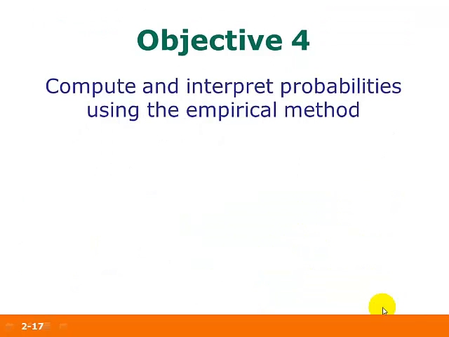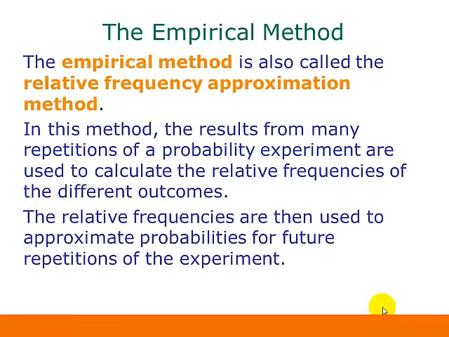Objective 4 is to compute and interpret probabilities using the empirical method. The empirical method is also called the relative frequency approximation method. In this method, the results from many repetitions of a probability experiment are used to calculate the relative frequencies of the different outcomes. The relative frequencies are then used to approximate probabilities for future repetitions of the experiment.